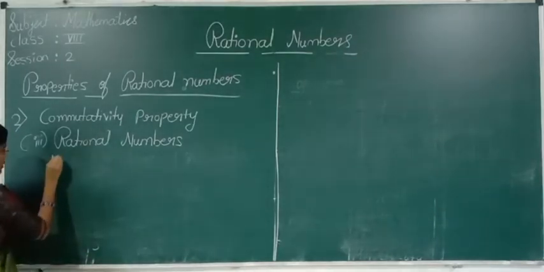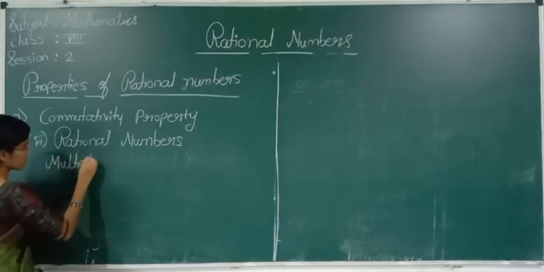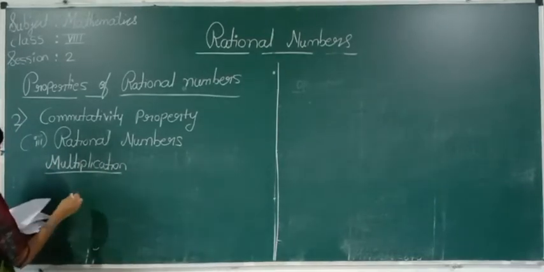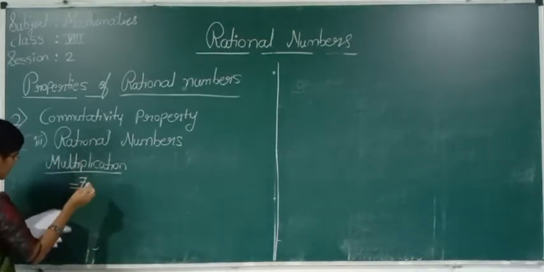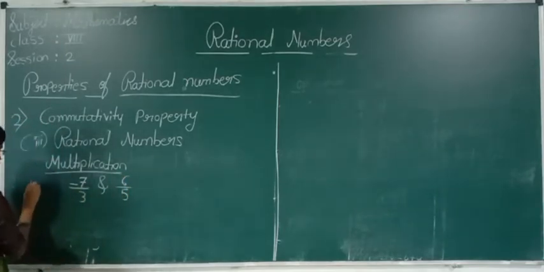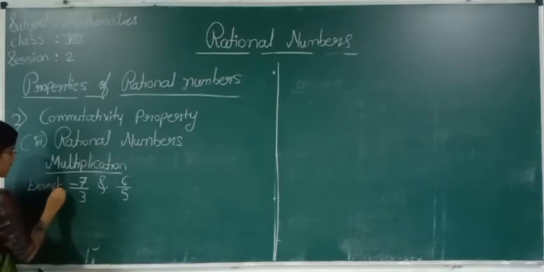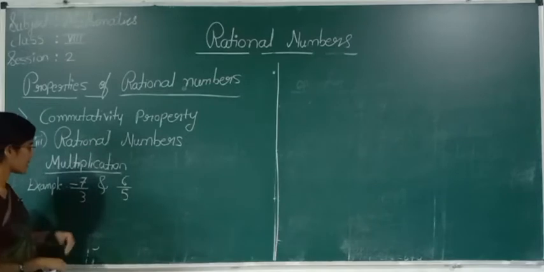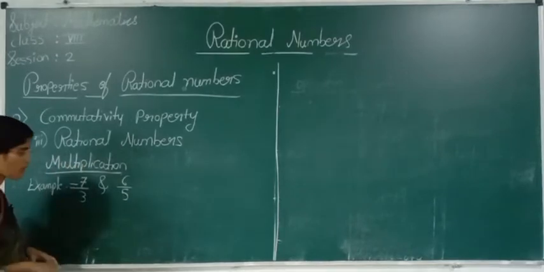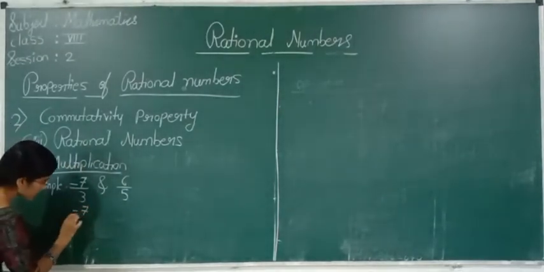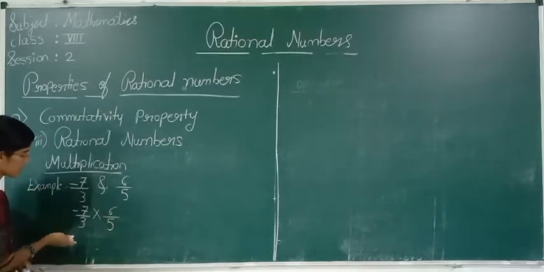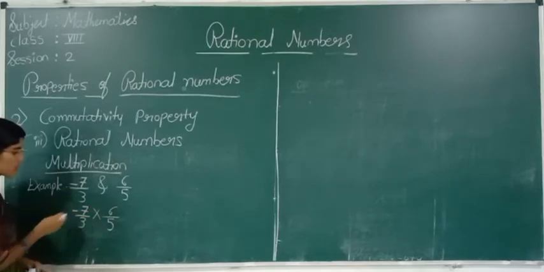So we will see for multiplication. I will consider minus 7 by 3 and 6 by 5 as rational numbers. So we will perform the multiplication operation and we will see whether minus 7 by 3 multiplied by 6 by 5 is equal to 6 by 5 into minus 7 by 3.